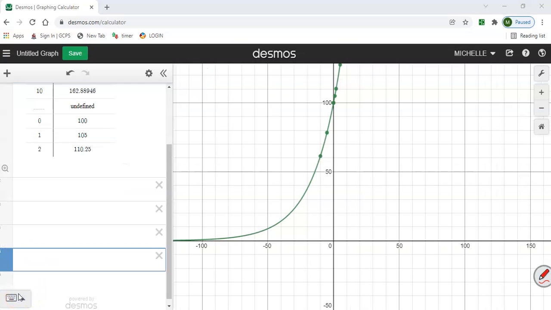And actually, before we put those in the table, note the shape of this graph. It starts again really close to the x-axis, and it gets really tall really fast, okay?